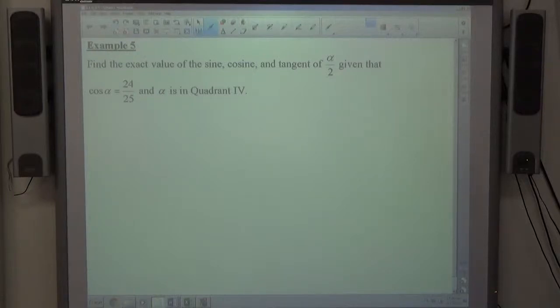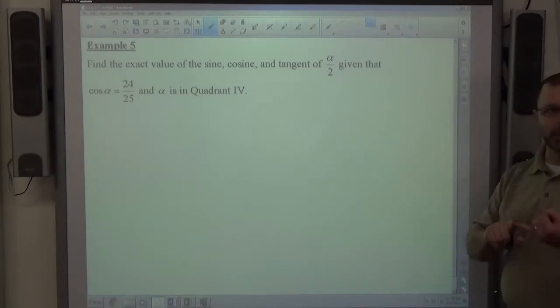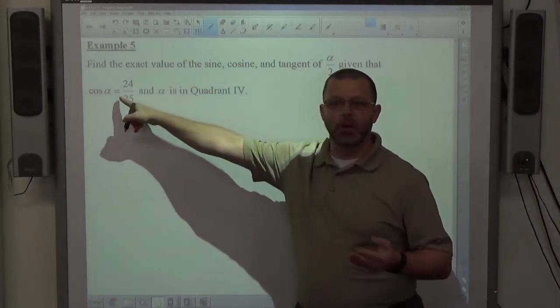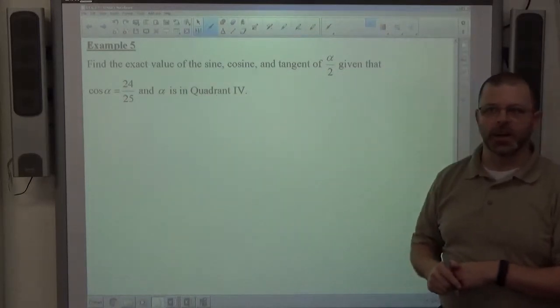Okay, example 5 says find the exact value of the sine, cosine, and tangent of alpha over 2, given that cosine of alpha is equal to 24/25 and alpha is in quadrant 4. Alright, first up, it's the same kind of problem we've already seen with the sum or difference identities and the double angle identities. They give us some information about an angle or angles. They tell us what quadrant it's in, and they ask us to perform one of these identities, right?